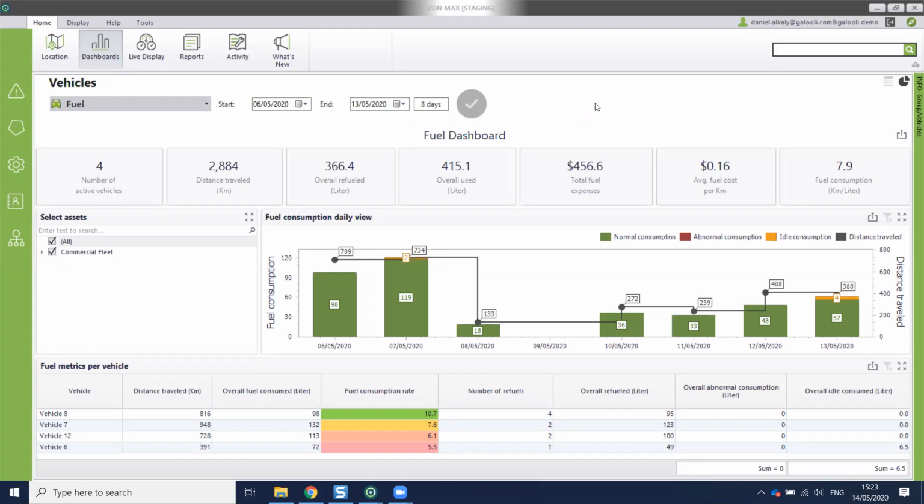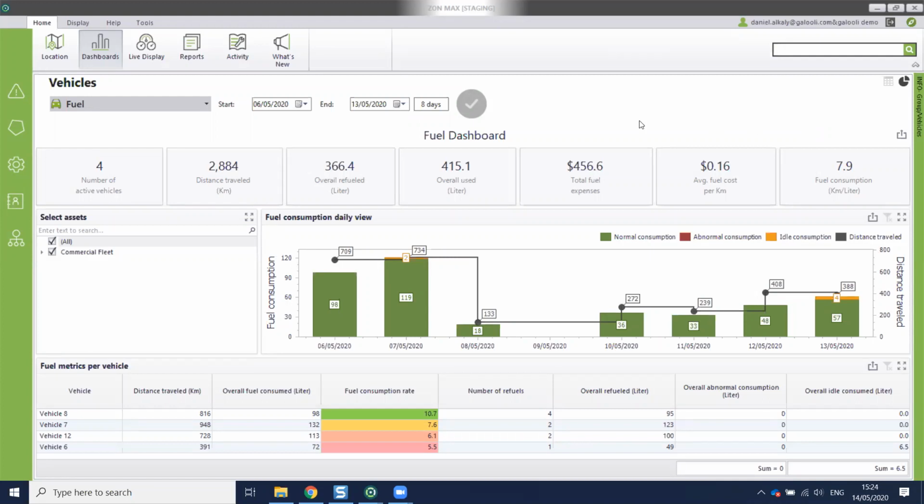For those of you who are familiar with the previous fuel dashboard, again, it's very similar. We have the general metrics. Okay, we have the number of vehicles, the distance traveled, and we're referring to fuel. We're always comparing the fuel consumed with the actual distance that was traveled by the vehicle. We have the overall liters refueled. We have the overall fuel consumption. And we have the fuel expenses and average fuel cost per kilometer. Okay, and the fuel consumption, again, this is average on a 7.9 average kilometer per liter.